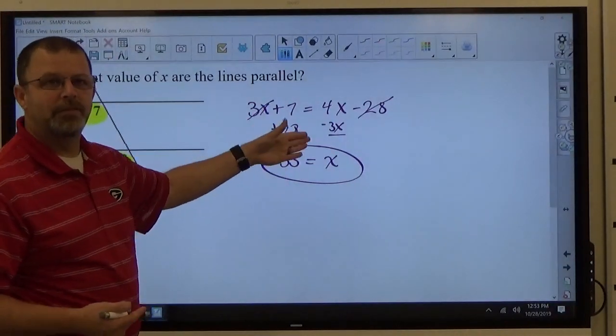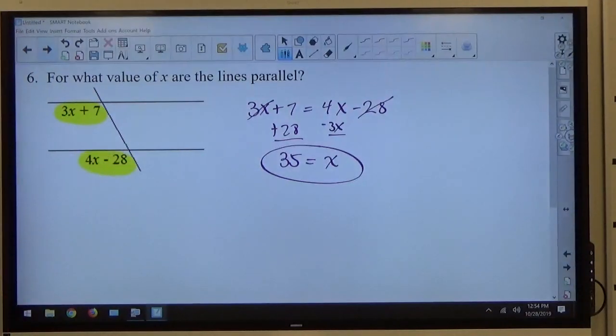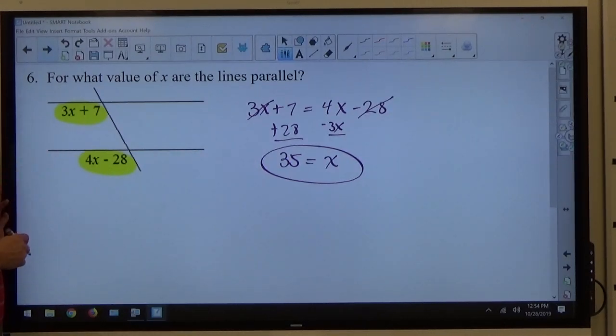Just make sure if you get like 5x equals 35, you've got to divide by 5 at that point. In this case, you just get x equals 35. That's the answer. It does ask what value of x, and that's what we found. If it said what are the angle measures, we'd have to go back and substitute x in to figure it out. It doesn't do that. It won't do that on the test either, but just know at some point in the book they might start doing that kind of thing.